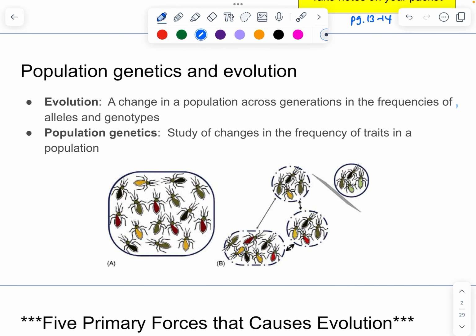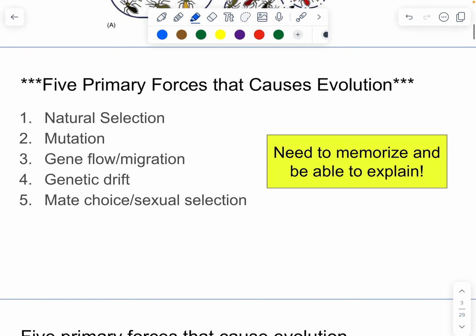Let's talk about some terms first. The term evolution refers to any changes that happen in a population across multiple generations. And the term population genetics refers to the field of study that tracks these changes in a population. We're particularly looking at the changes in the frequency of alleles and genotypes.